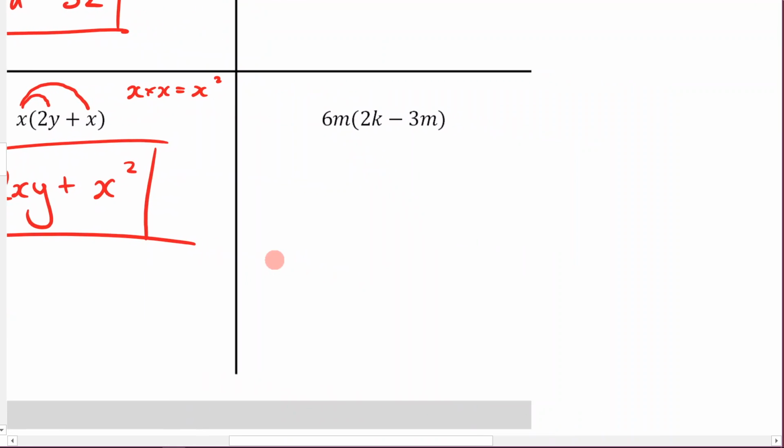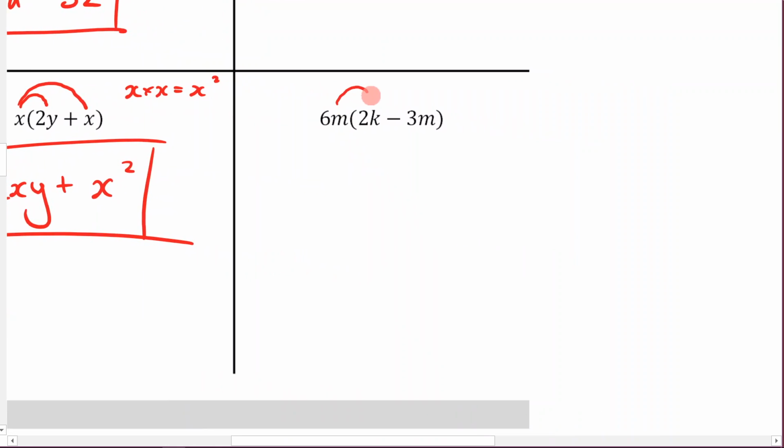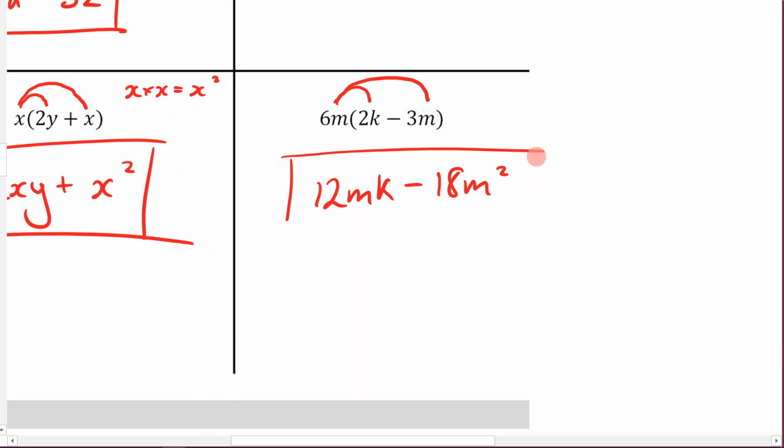Let's come over here. Here I have 6m times 2k. Well, 6 times 2 is 12. Then I've got m and I've got k. Then I'm going to go 6m times 3m. So it's going to be negative 18m squared. That's going to be my answer.